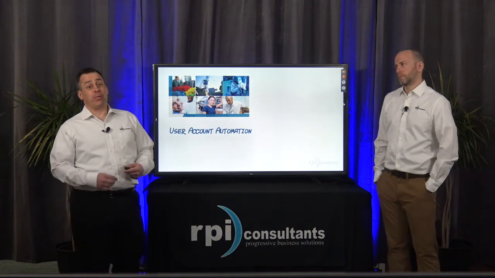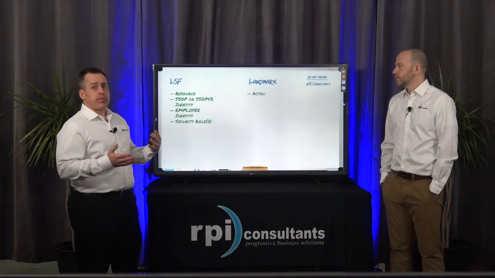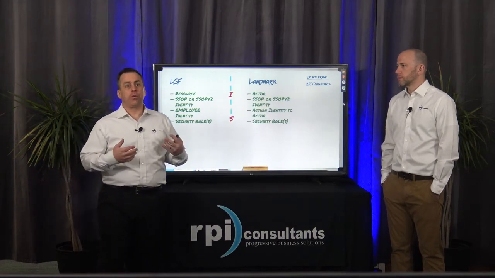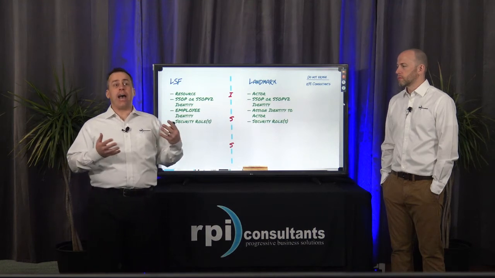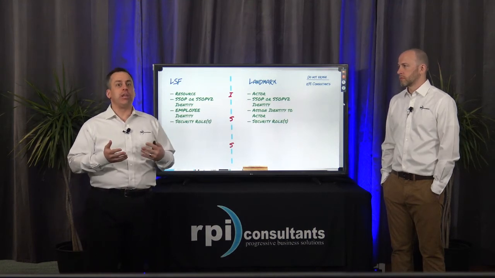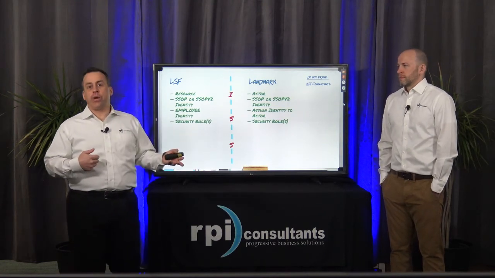So now we're going to talk a little bit about user account automation. We get asked this very frequently: how can I use IPA to manage adding, creating, and removing users from my system? So we know right now, as it exists for most of us, we have two systems. We have LSF and we have Landmark. And we need to use ISS to add or maintain our users in order to keep these two systems synchronized.